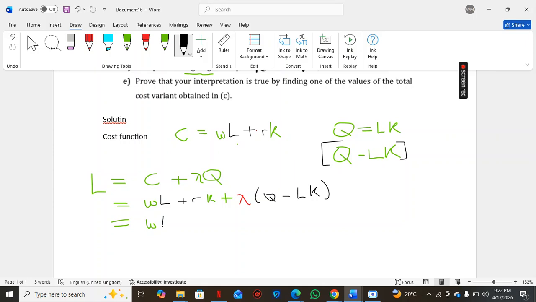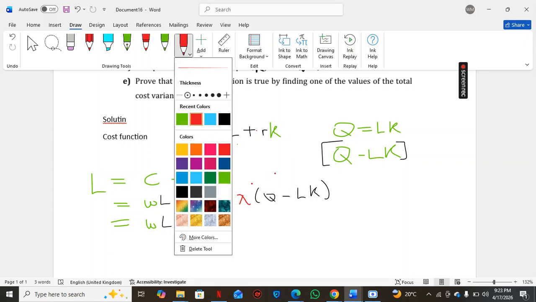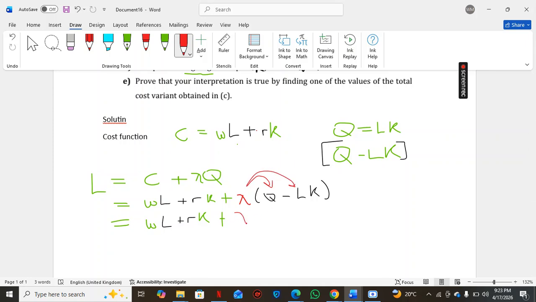All right. So we simplify this function first. W L plus R K plus lambda, we're going to distribute it out. So you say lambda times Q, lambda times LK. Okay, that is the first thing you need to do. You set up this function, because remember, we want to find the cost minimizing inputs. Basically, you're just trying to find what is the value of L and K.